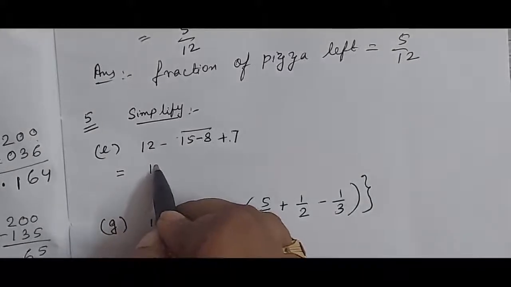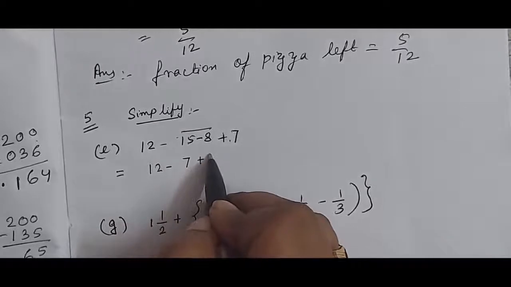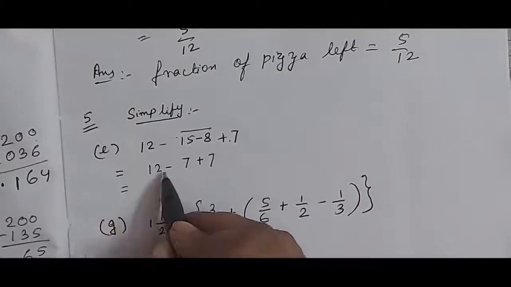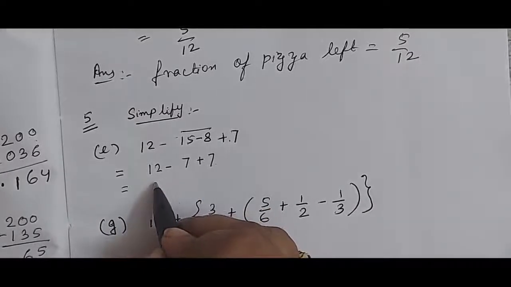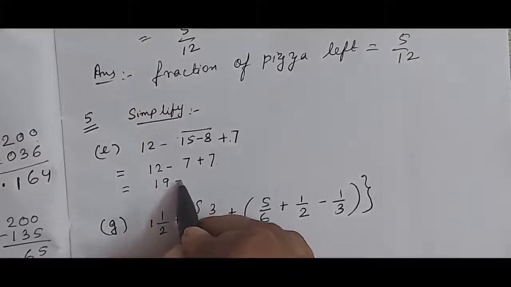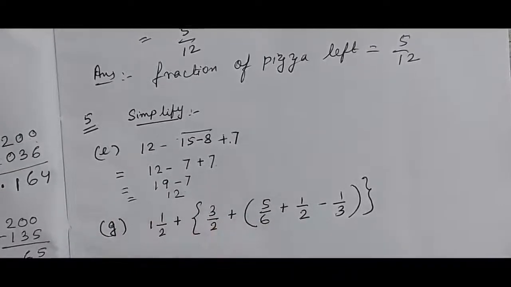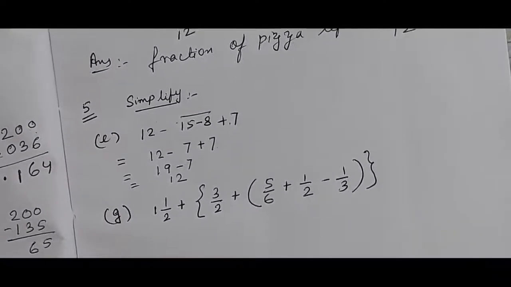So 12 minus 15 minus 8 will be 7 plus 7. Now you can add 12 and 7 together, that is 12 plus 7 is what? It is 19. 19 minus 7 equal to 12. Okay. Now we will go for the next one.